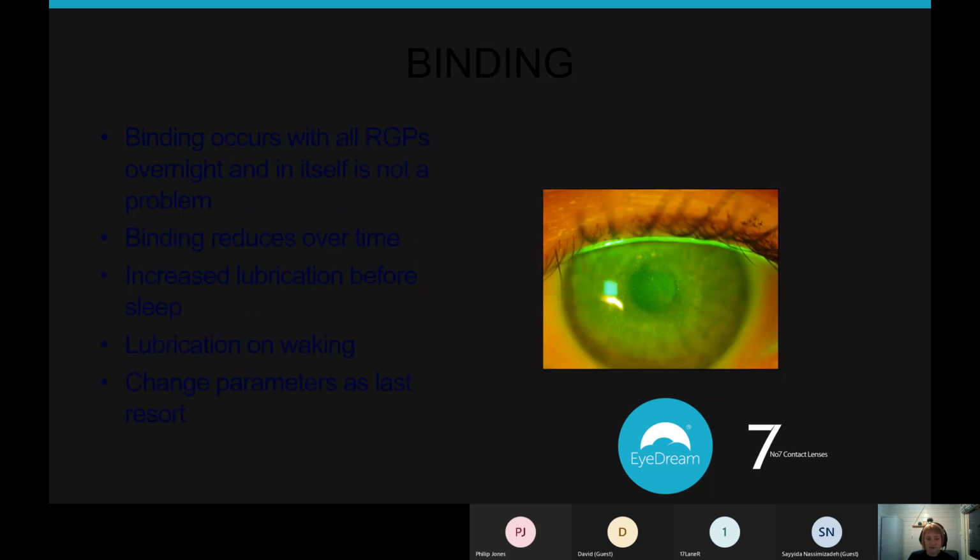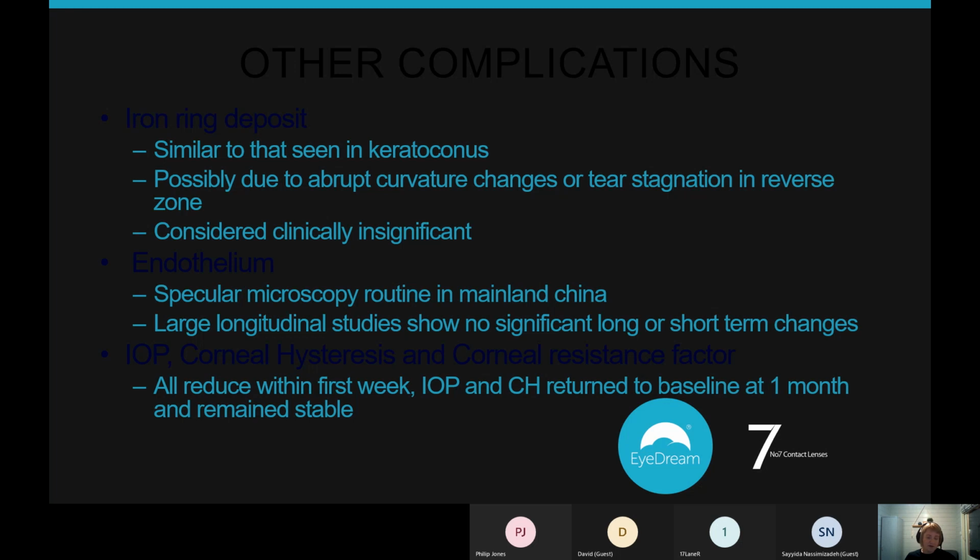We talked about binding, and I'm not going to talk about that again. Iron ring deposits can be seen in the reverse curve, and it's thought to be the same kind of process as you get in keratoconus, which is that you have an abrupt curvature change. There was concern a few years ago about the endothelium, but that is much less of a worry now that good research has shown that there are no significant long or short-term changes.